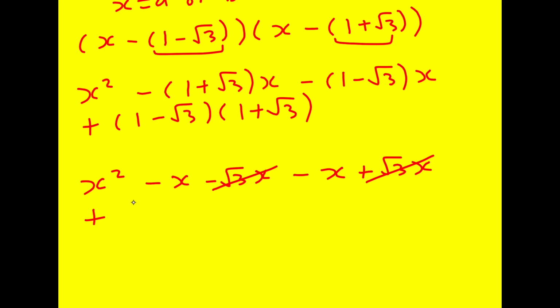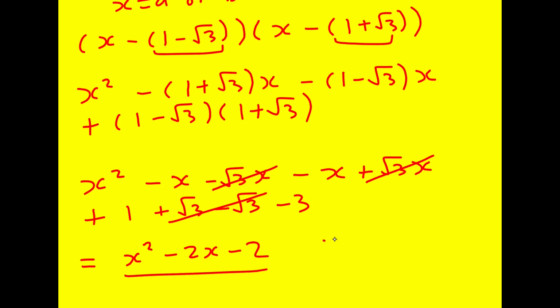Then I'm going to expand this out. I'm going to get 1. I'm going to get a plus root 3. I'm going to get a minus root 3. And I'm going to get a minus 3. These again cancel. So suddenly it just becomes x squared minus 2x minus 2. And that is our answer. That is the quickest way of doing this question.